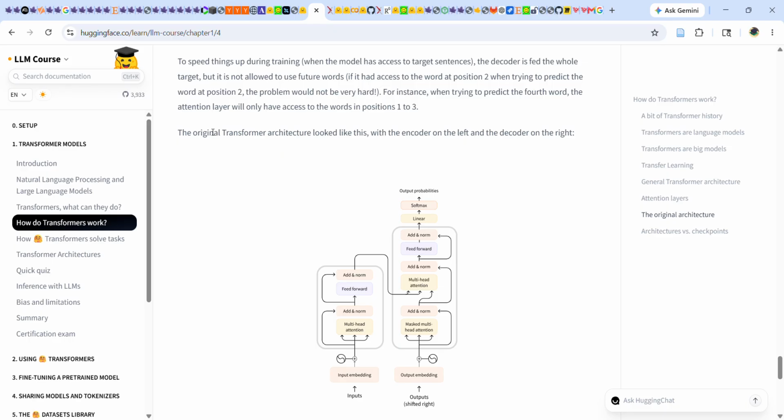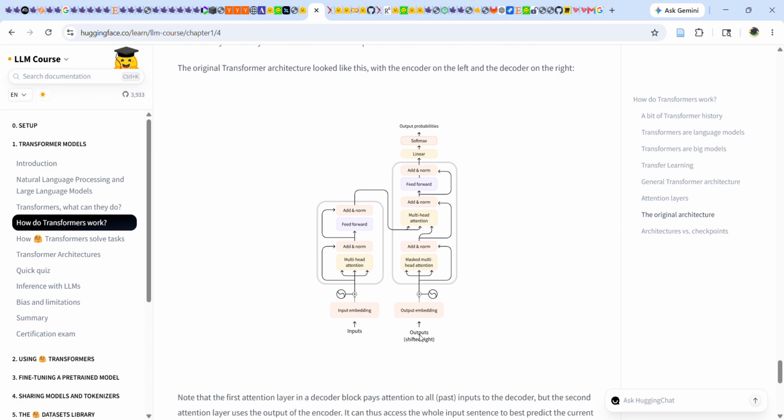To speed up training, when the model has access to the target sentences, the decoder is fed the whole target, but it is not allowed to use future words. If it had access to the word at position 4 when trying to predict the word at position 4, the problem would not be very hard. For example, when trying to predict the fourth word, the attention layer will only have access to the words in positions 1 to 3.